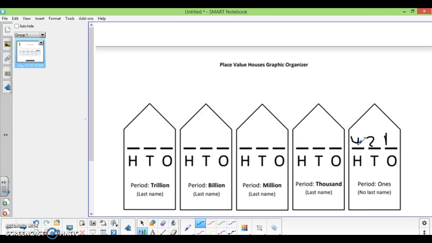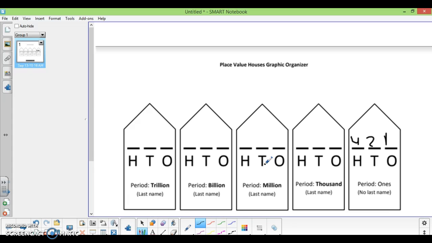Okay, so to read these, what you do, I should explain this a little more. These are houses, and they represent each period. So they're showing the ones, the tens, the hundreds. Then if you look at the next period, the thousands, it's showing 1,000, 10,000, 100,000. Then you look at the million, 1 million, 10 million, 100 million. Then billion and trillion. And we're not going to really worry about billion and trillion right now. This is a pretty easy method to read large numbers.